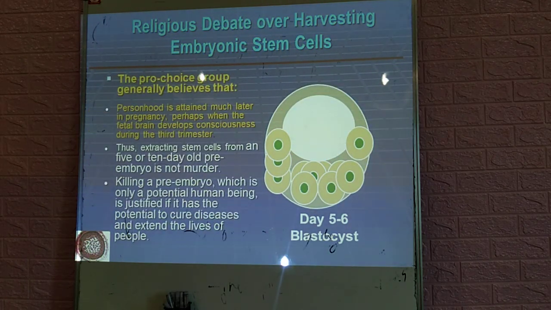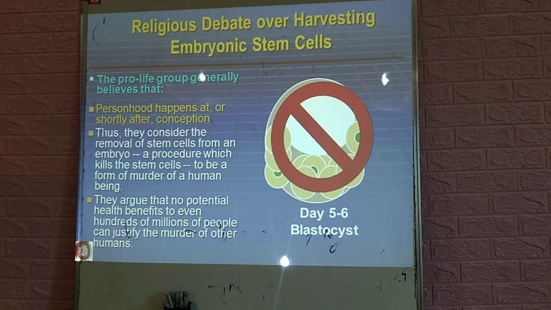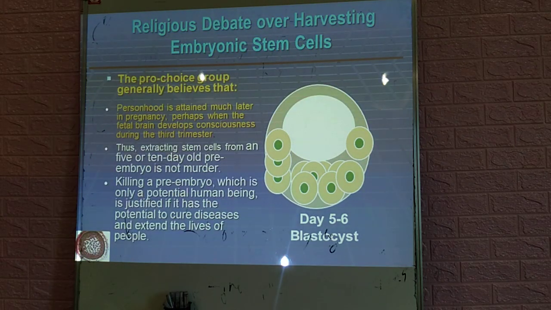Okay, so the pro-choice group generally believes that personhood is attained much later in pregnancy, perhaps when the fetal brain develops consciousness during the third trimester. So this is the pro-choice position on stem cells. Earlier was pro-life, this one is pro-choice. They go for embryonic stem cell therapy.